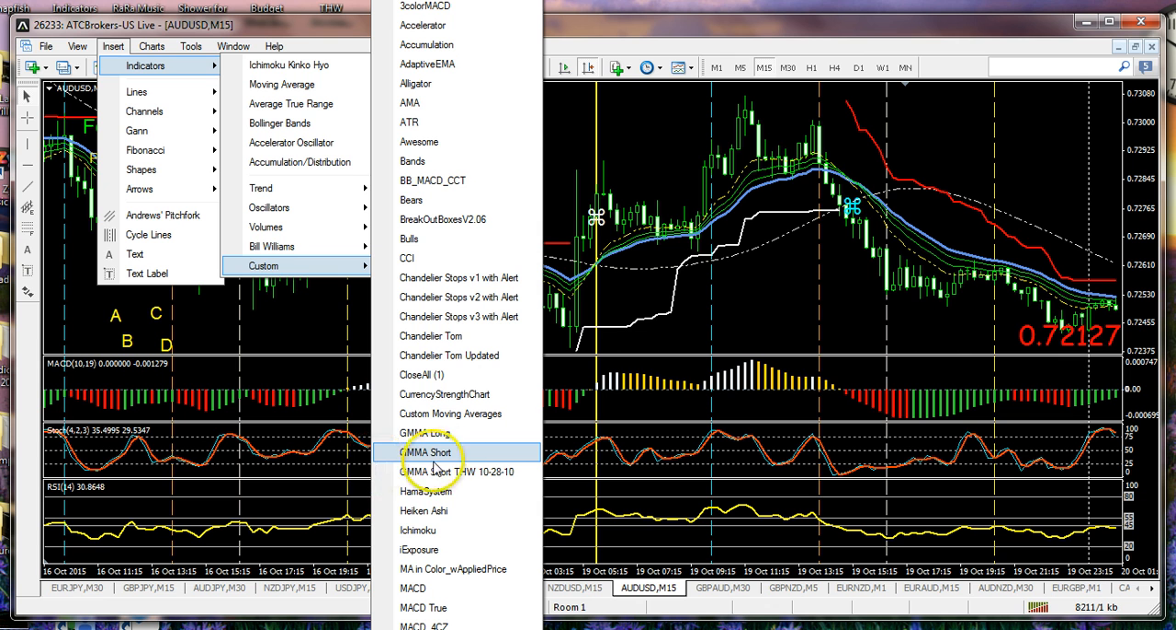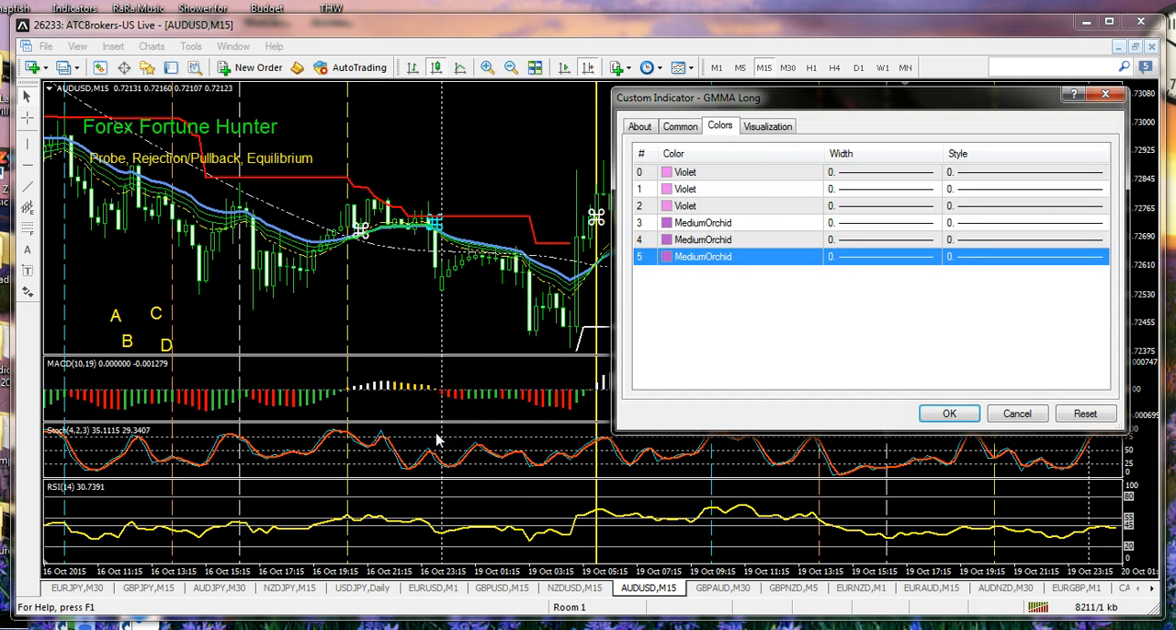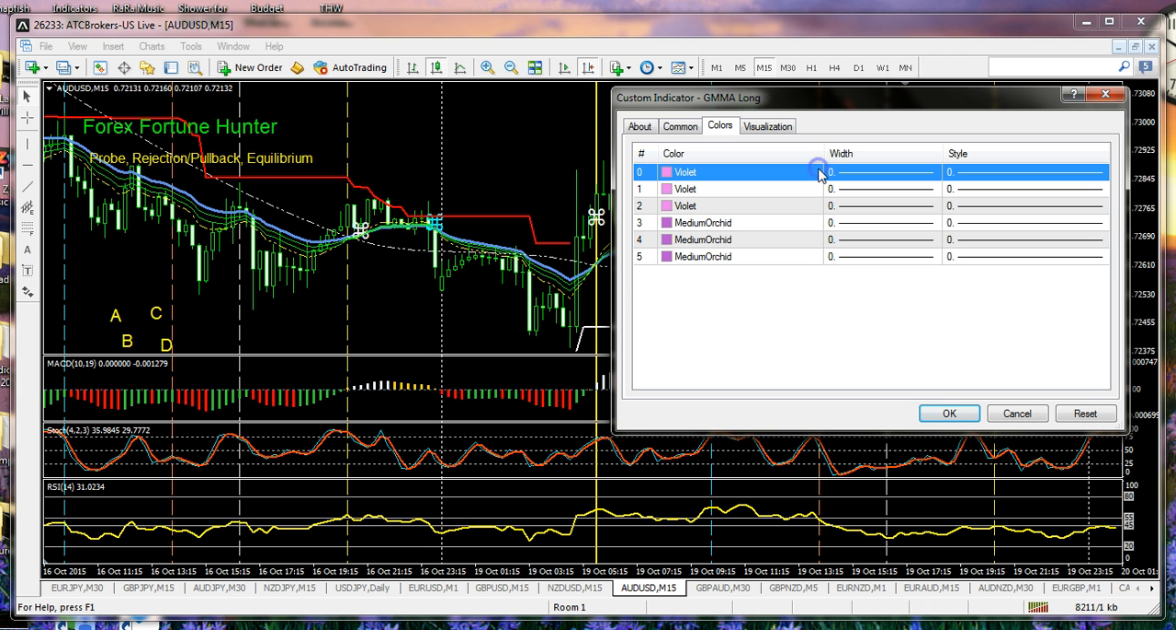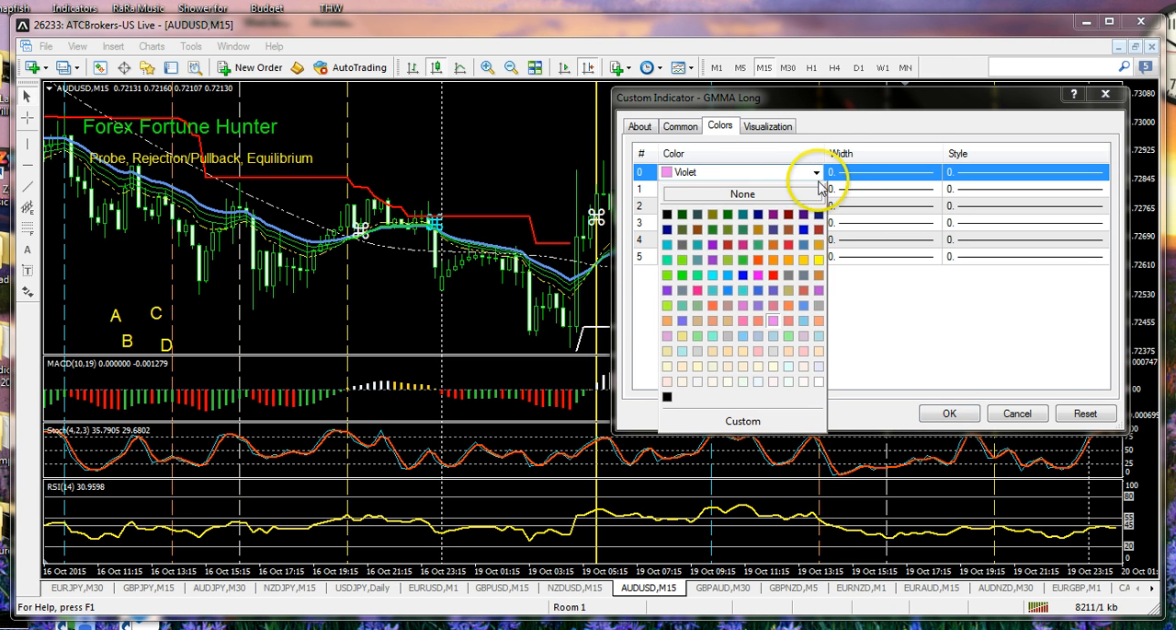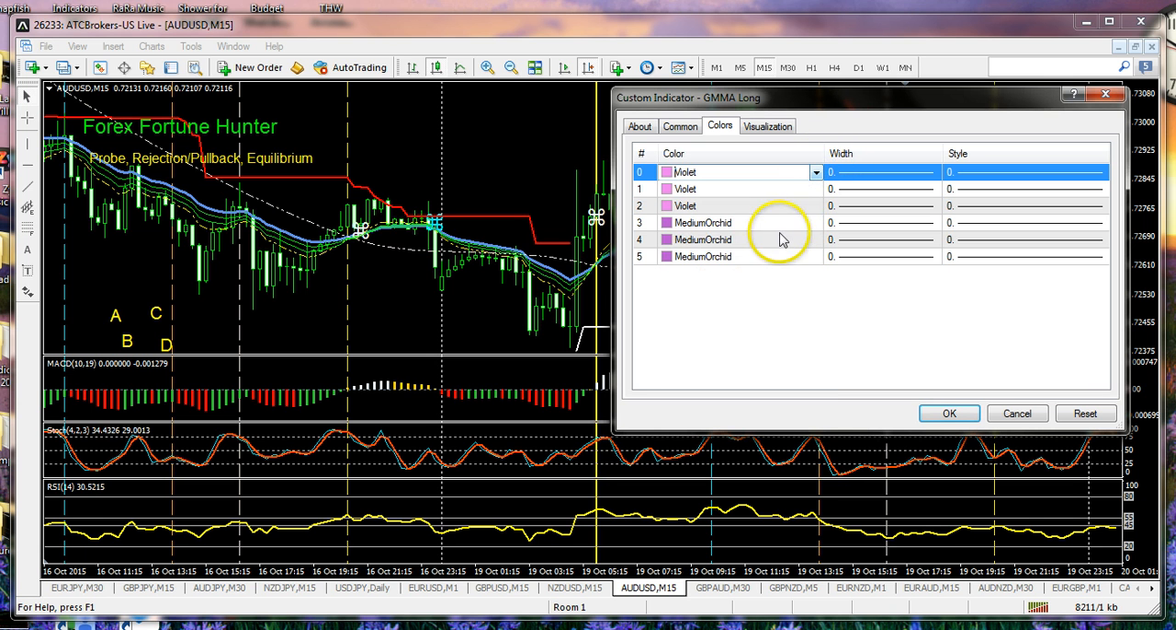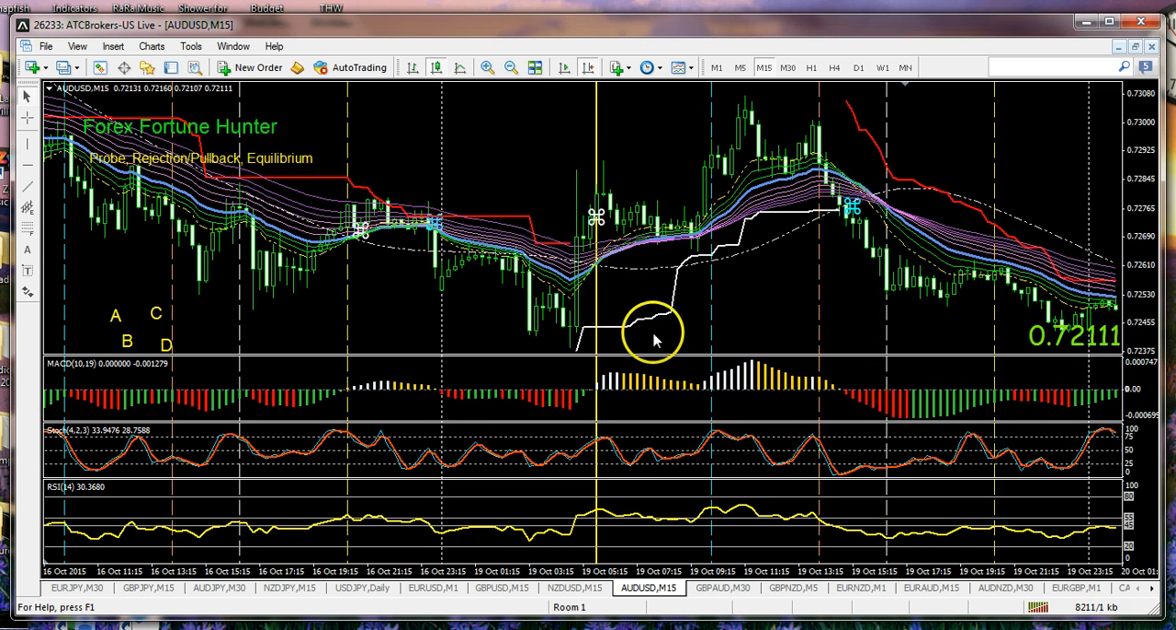So here we have the short-term ones, and those are more like our 12 to 24, and we're going to click on long. And I have changed the colors to something that helps me with my chart. You can go into any of these and change the colors. This happens to be violet, but obviously you have a whole color pattern you can select from. And then I use medium orchid down below just to help me figure out what's happening. Okay, now we'll click OK, and notice what's happened now.